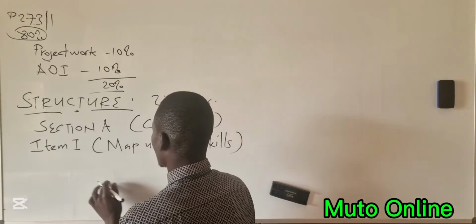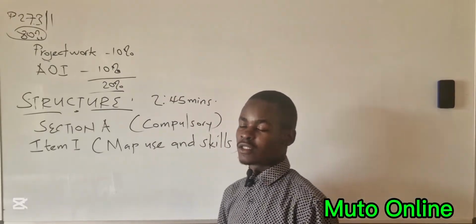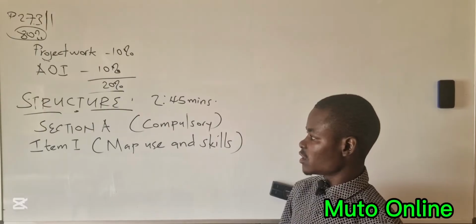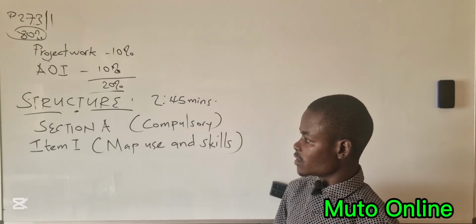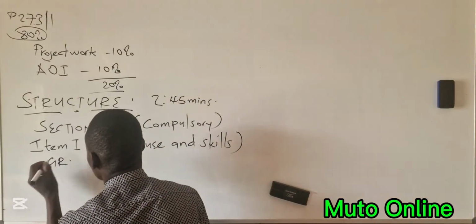So under map work or map use and skills, there are, of course, a number of aspects to analyze and give attention. One of them is what we call the grid reference.